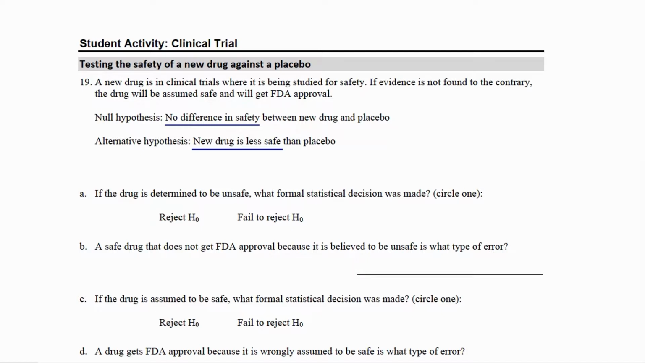If a drug is determined to be unsafe, then that means that we have found evidence for the alternative hypothesis, which also means that we reject the null hypothesis. If the drug is determined to be unsafe, but it is in fact safe, then we have an error. So this describes an error as a safe drug that does not get FDA approval because it is believed to be unsafe. That's where we have rejected the null hypothesis, and therefore this must be an error of type 1.